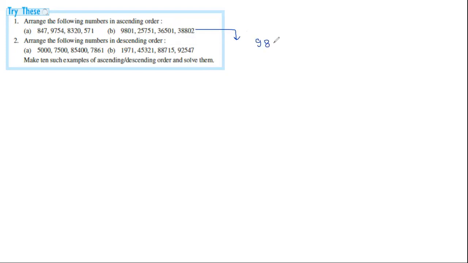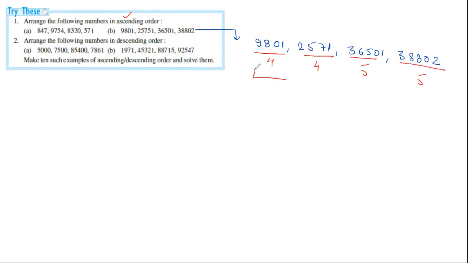Let me write these numbers: 9801, 571, 36501, 3880. First of all, for writing in increasing order, ascending order is increasing order. I will count the number of digits: it has 4 digits, it has 4 digits, it has 5 digits, it has 5 digits. So obviously, the number which has fewer digits will come first. Now this will always come first, then they will come after this.